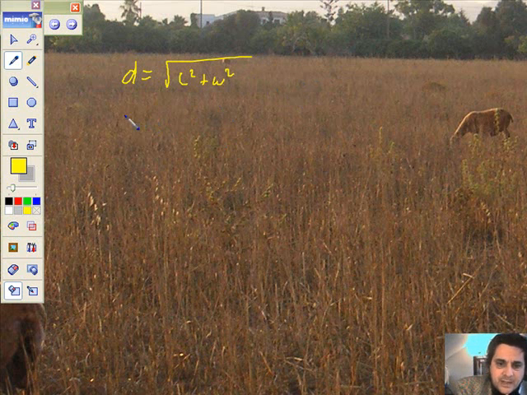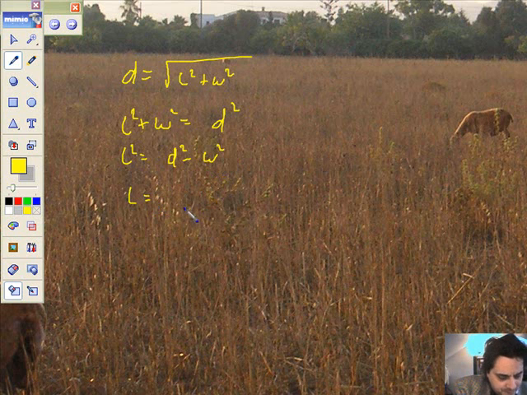Fine, let's just do it. Let's just write it around the right way. L squared plus W squared is going to be D squared. Okay, I've unsquare rooted this side by squaring both sides, hence D squared. Therefore L squared is going to be D squared minus W squared. And to get the length on its own, you take your D squared minus W squared, and the inverse operation is to square root the lot.